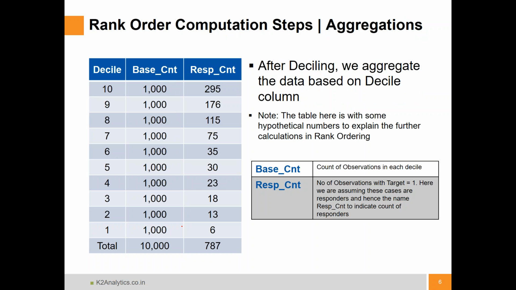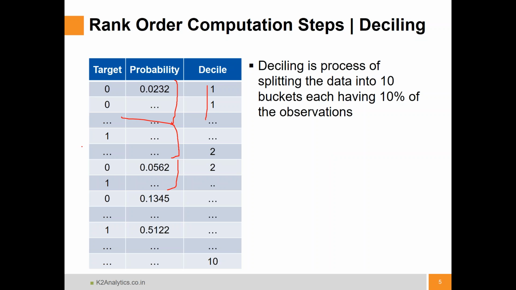If I can create 10 buckets, then based upon these deciles, can I start aggregating data? So I can say how many customers are having decile 1, and of those whom I marked as decile 1, can I aggregate and say how many of them are zeros and how many of them are ones? So at a decile level, I can get how many customers are there, how many of them are actually zeros, and how many of them are actually ones. So I do that aggregation.